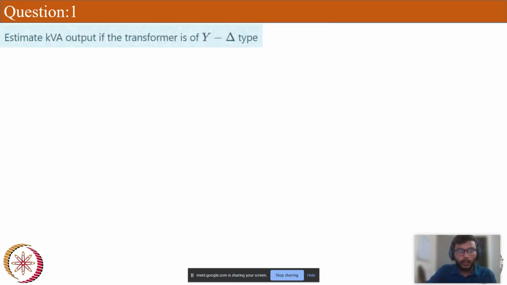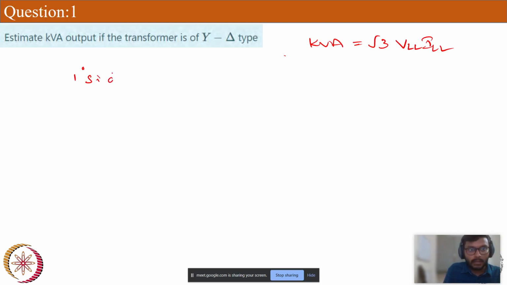Okay. Now we have to estimate the kVA. So whatever may be the type of connection we discussed just now, to calculate the kVA, it doesn't matter what kind of connection you are using. Even if it is star-star or star-delta, anything. My kVA formula will be, what is the formula? Root 3 VLL ILL.